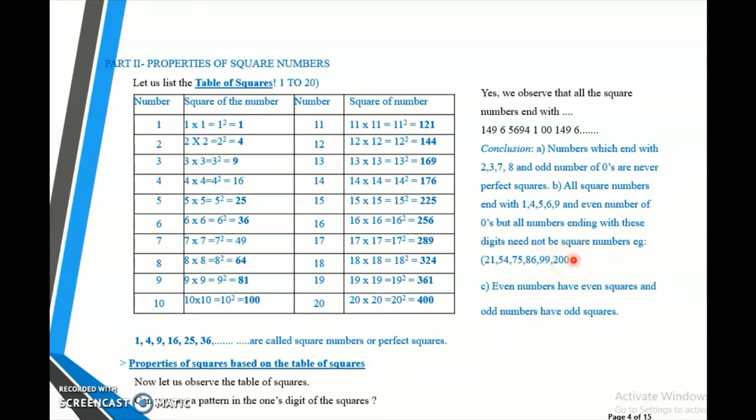Another conclusion we can make is that every even number has an even square and every odd number has an odd square.